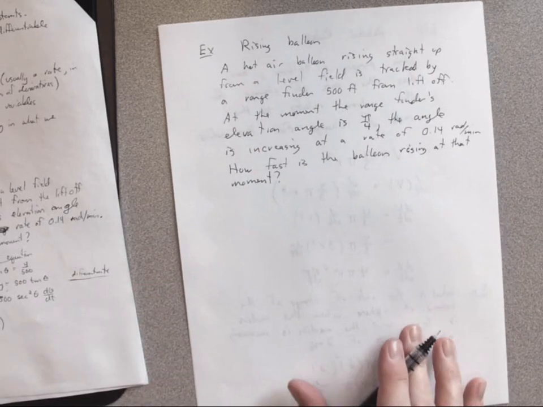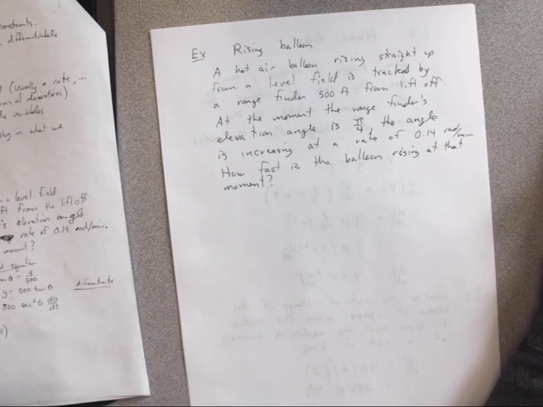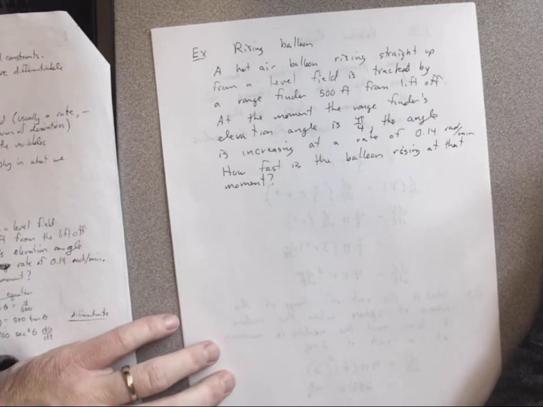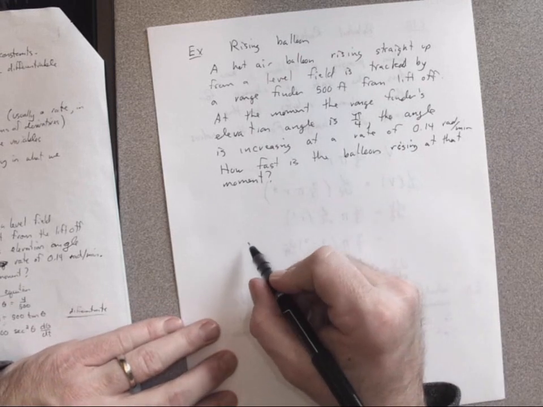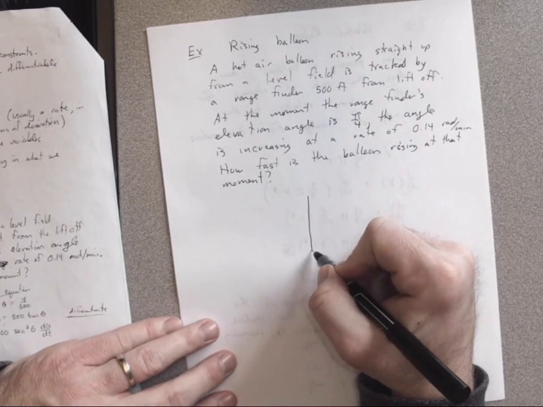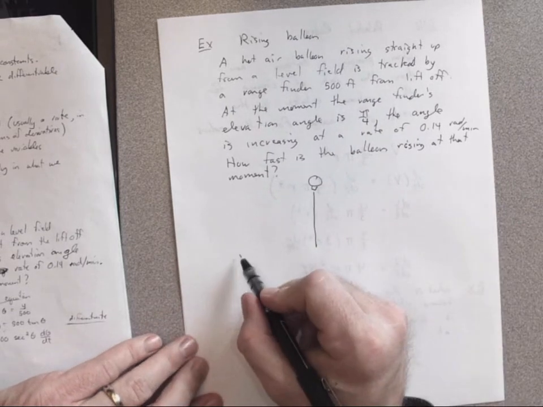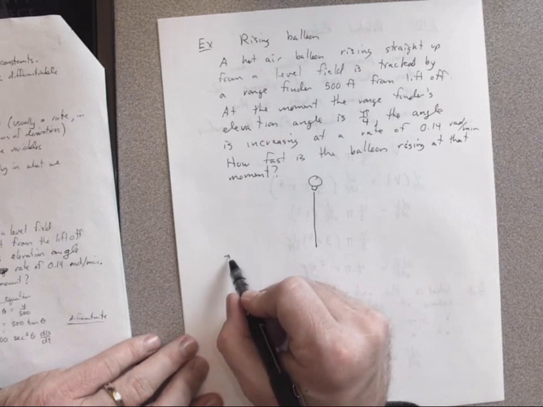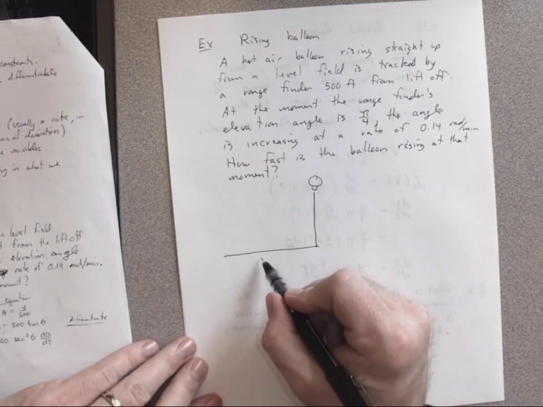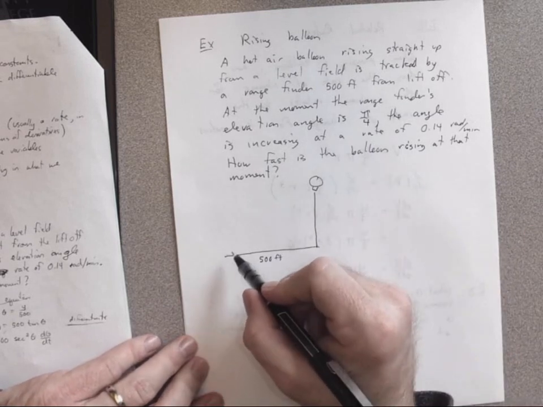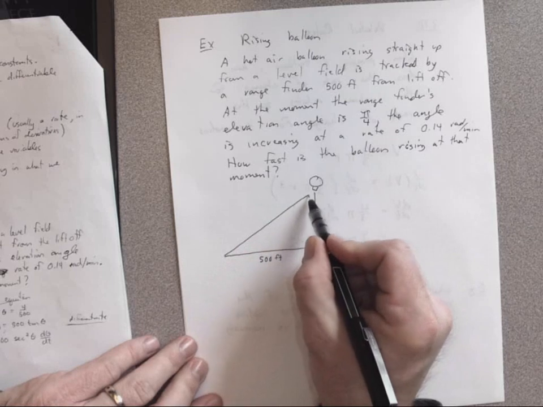Okay, so what you almost want to always do here is draw a picture. Now, I didn't draw a picture for the other one because the equation was direct. You just look at the equation for volume and how it relates to the radius. But in this case, we have to kind of build our equation. So what I know is that we have a hot air balloon lifting straight up. So here's our balloon, and we have a rangefinder that is 500 feet away. And what we are doing is we are tracking this balloon through that rangefinder.